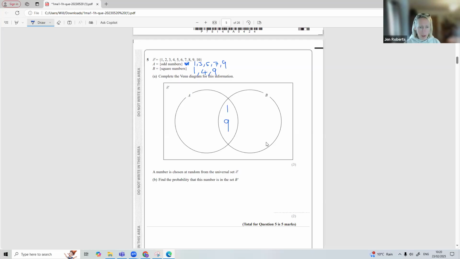For B, what's left over in our square numbers? 4. What's left over for A? 3, 5, 7. All the other numbers go around the outside: 2, 6, 8, 10.